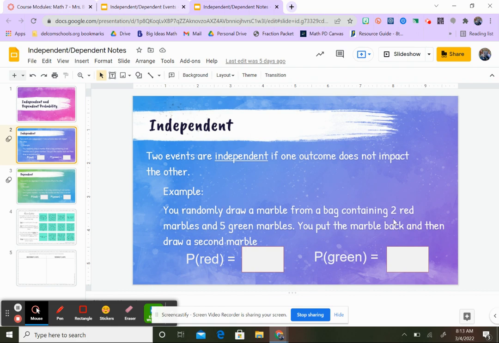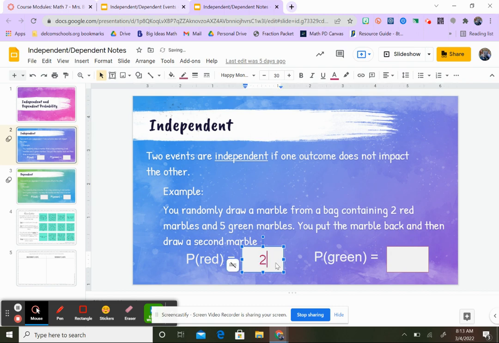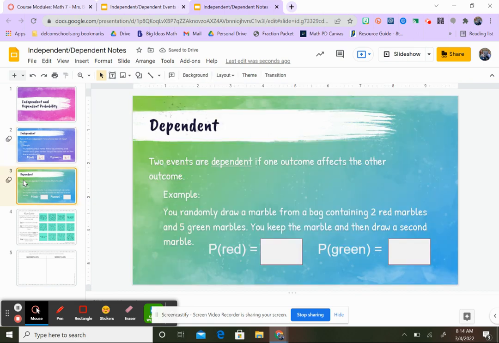So, if you randomly choose a marble from a bag, you put the marble back and draw the second marble. What that means is I take out a marble, my chance of getting a red one is 2 out of 7 since there are 2 red out of 7. I put that marble back, so there are still 7 left in the bag. So the chance of getting green is going to be 5 out of 7. So then yesterday when you were finding compound events, you needed to multiply those.